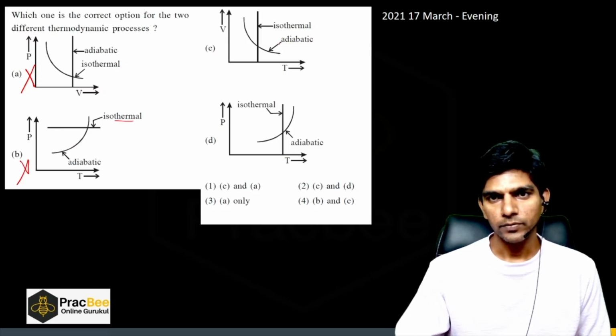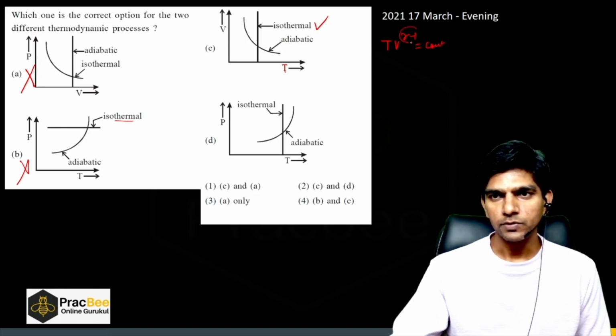Now in C, we have a VT graph given, and for an isothermal process the temperature is constant. So this isothermal curve is okay. And if we talk about VT proportionality, let us see. So we know that T V raised to power gamma minus 1 is constant. And this gamma minus 1 is positive, right?